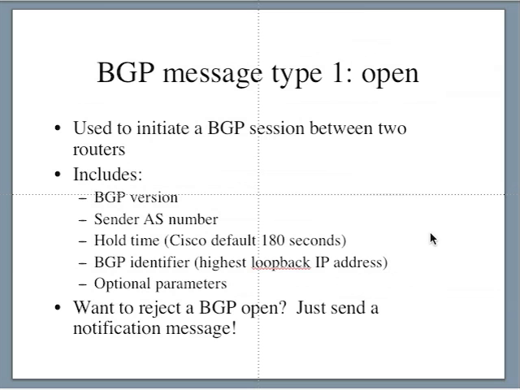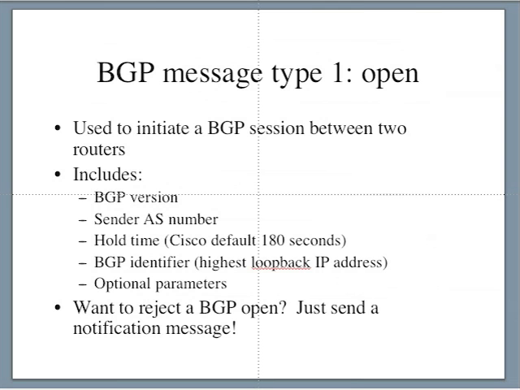There are 4 BGP message types. The first one is open, and it's used to initiate a BGP session between 2 routers. The open message goes through the TCP socket. So first you open up a TCP socket to the remote router, you get the TCP socket open, and then you send a BGP open message through the socket.